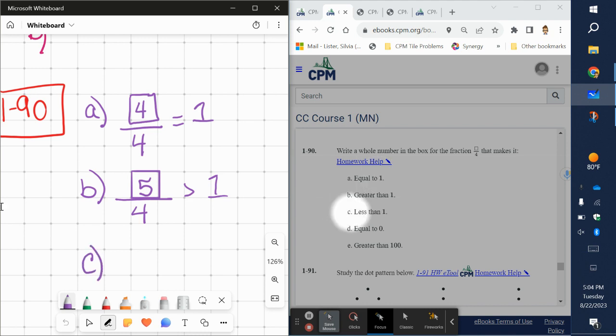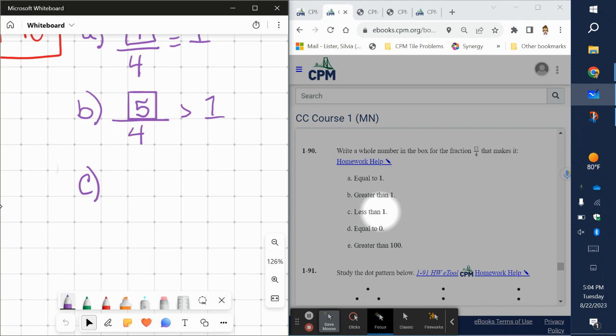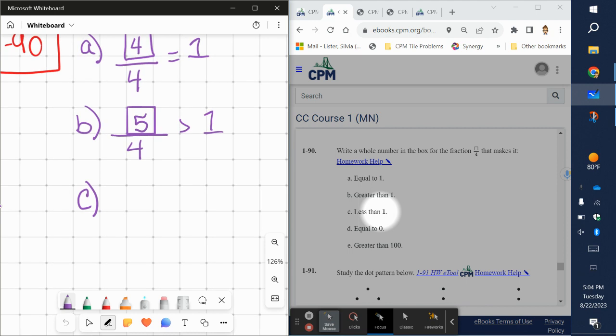Letter C, less than 1. So if 4 is equal to 1 and 5 is greater than 1, I must have to go in the opposite direction. So I need less than 1 thing per group. So let's pretend like I only have 3 things total. Okay. And then I've got equal to 0.